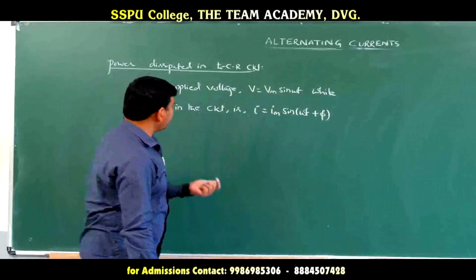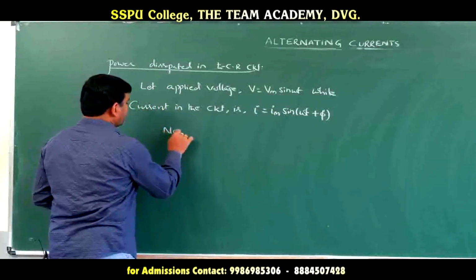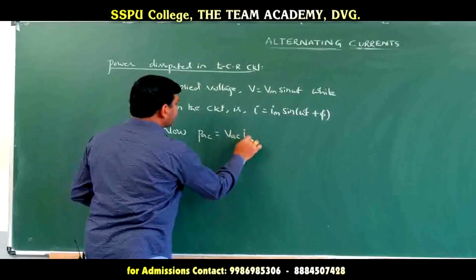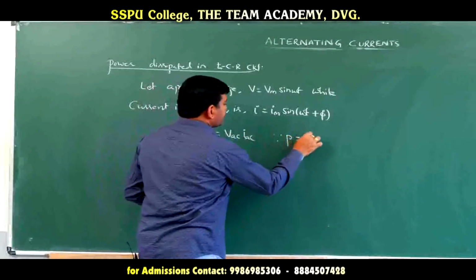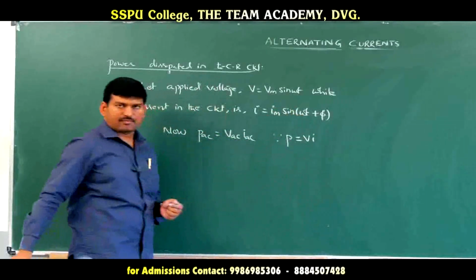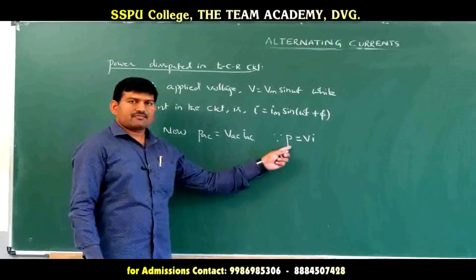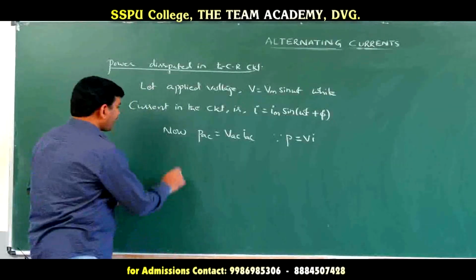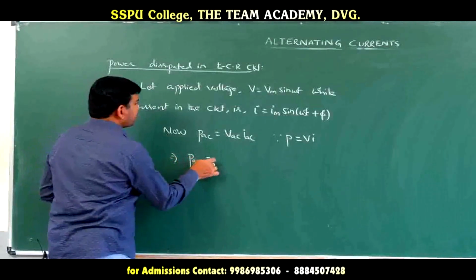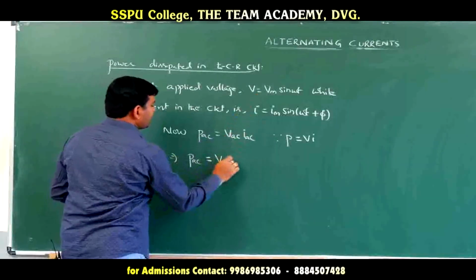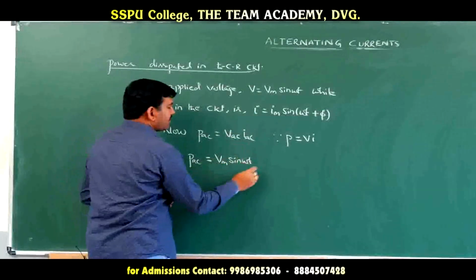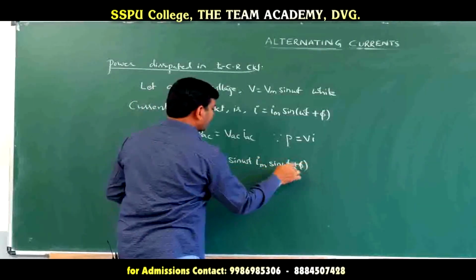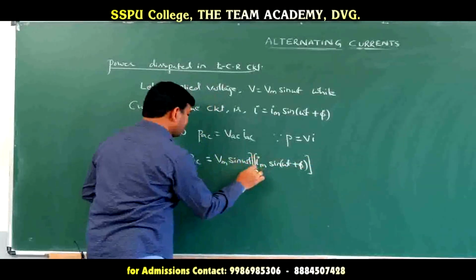Now, what is the power dissipated in this case? The AC power P_AC is equal to V_AC into I_AC, since we know that power is equal to voltage into current. From the DC case, we know that power is voltage into current. In a similar way, AC power is AC voltage into AC current. This implies AC power is Vm sin ωt into Im sin(ωt + φ).